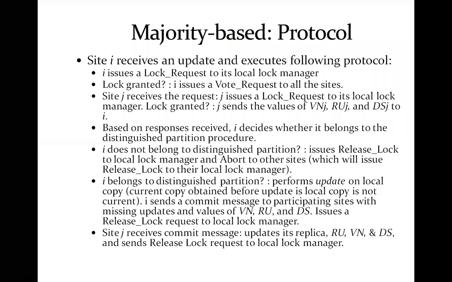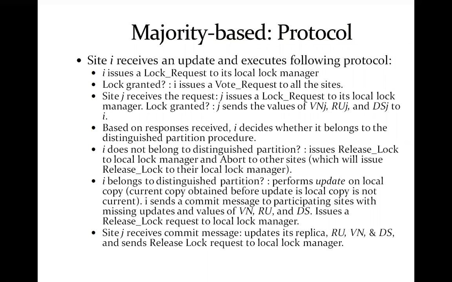The first step is, suppose I receives an update, so I issues a lock request to its local lock manager. And if the local lock is granted, then I sends a vote request message to all the sites. Since I has sent a vote request to all the sites, any site that receives this vote request message, suppose J has received it, then site J will issue a lock request to its local lock manager.